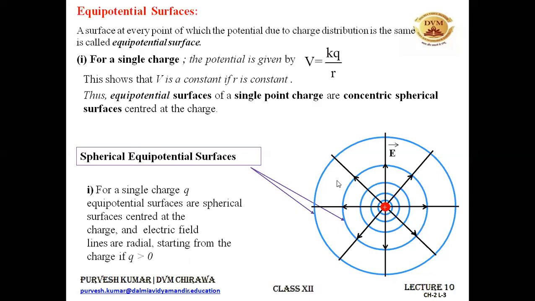So from this figure, we come to know that the electric field lines are perpendicular to the equipotential surface. We will also have a proof for this later on when we discuss the properties of the equipotential surfaces. We'll prove why the electric field lines are always perpendicular to the equipotential surfaces. All right, but we can use this property to draw the equipotential surface for a uniform electric field. Okay, so these are the radial lines of the electric field, and they are always perpendicular to the equipotential surfaces.